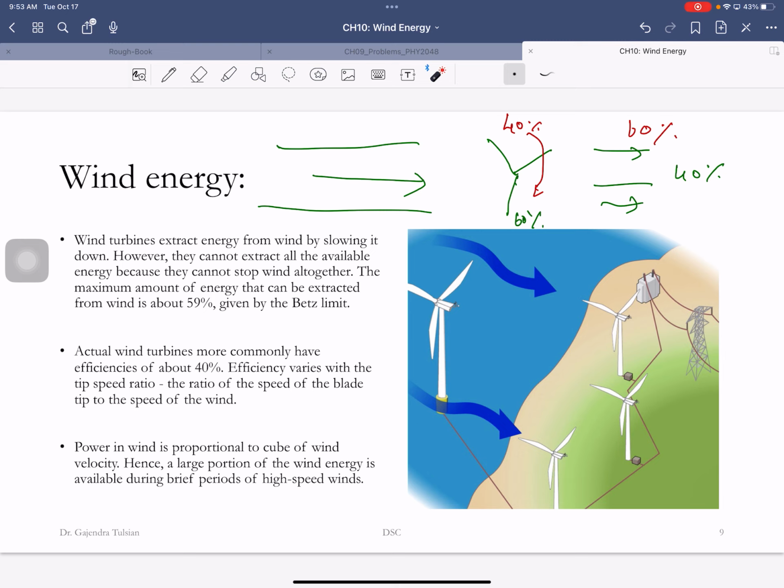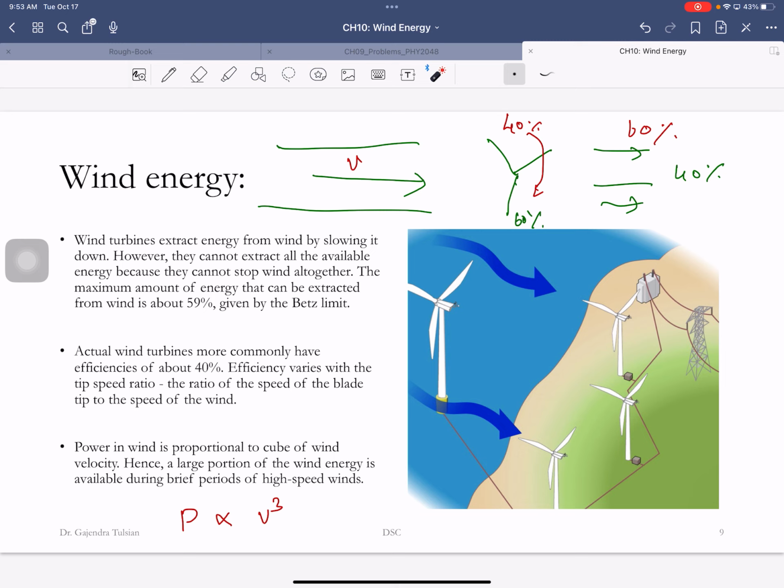All right, so now here's a very important point. Power in wind is proportional to the cube of wind velocity. So power is proportional to wind velocity cubed. What that means is if you double the wind speed, the power increases by a factor of 8. Did you guys understand that?